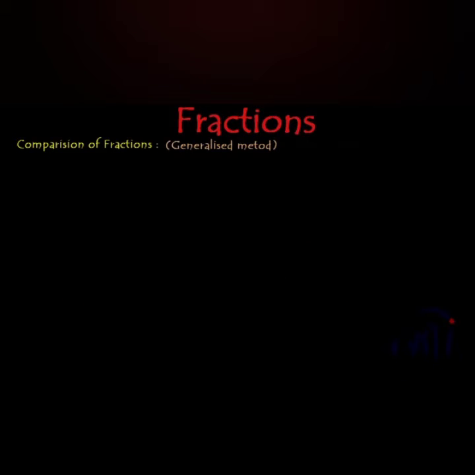And now let's talk about the generalized method. In the generalized method, we will be tackling fractions which neither have the same denominator nor the same numerator. So let's talk about fractions like 1 by 4, then 3 by 5, and then 1 by 2. Here we have three fractions, right? And definitely we can't say anything about them because neither they have the same numerator nor the same denominator.